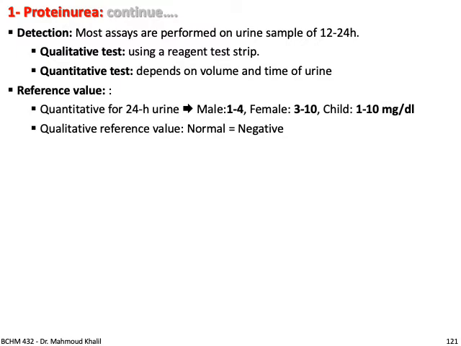Most assays are performed on urine samples collected over 24 hours. The qualitative test uses a reagent test strip, while the quantitative depends on the volume and time of urine. The reference value, you don't need to memorize the reference value. For 24 hours, these are the reference values. For the qualitative test, the normal value is negative.